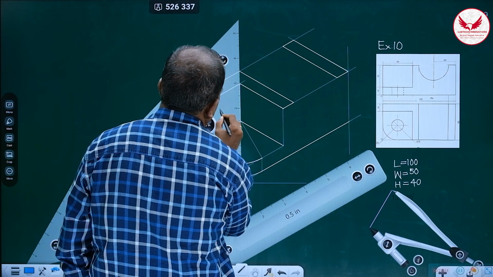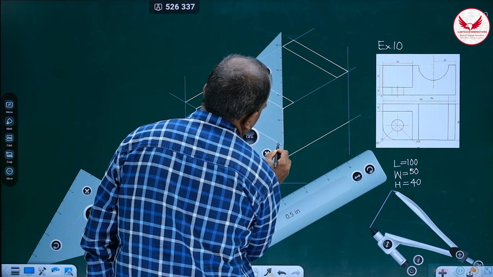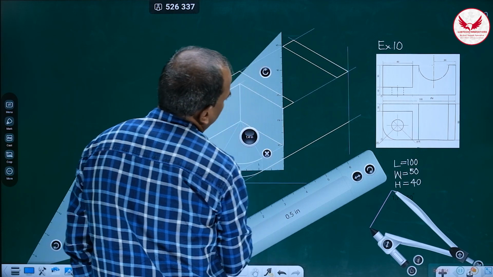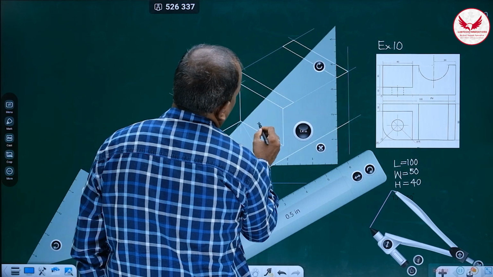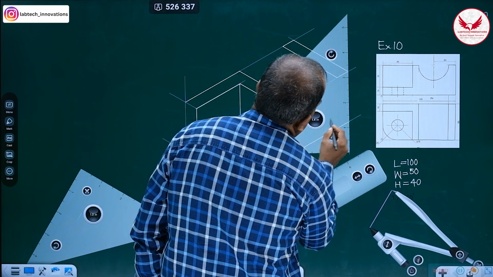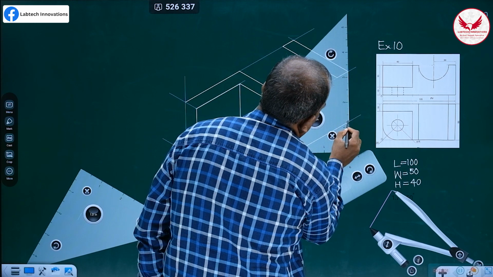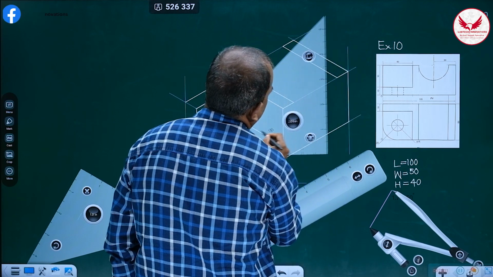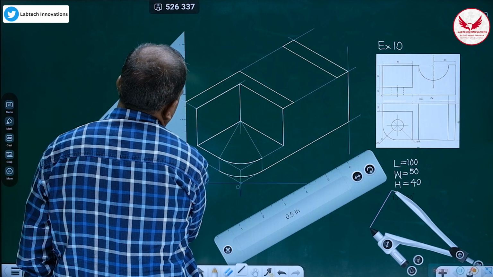It is the vertical edge. It is the vertical edge. Now here that semicircular slot is there. It is the vertical distance. And finally this.